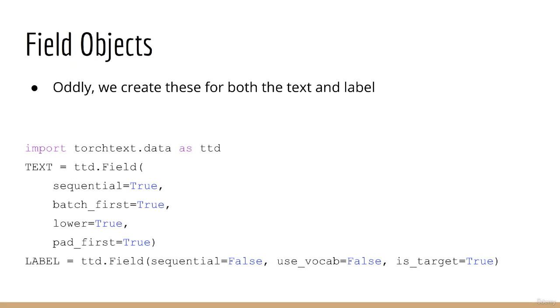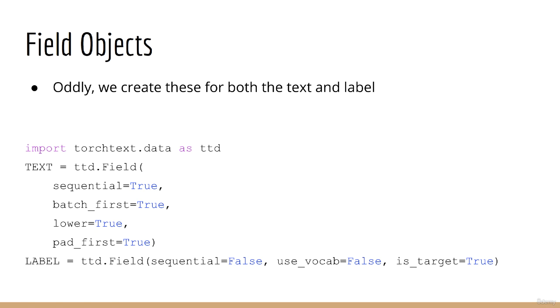The next step is to create field objects. Field objects are part of the torchtext.data module. Both the inputs column and the targets column will be field objects, but with different arguments. For the input data, I want to pass in the arguments sequential equals true, batch first equals true, lower equals true, and pad first equals true. Let's run through these quickly, although they should be pretty intuitive already.